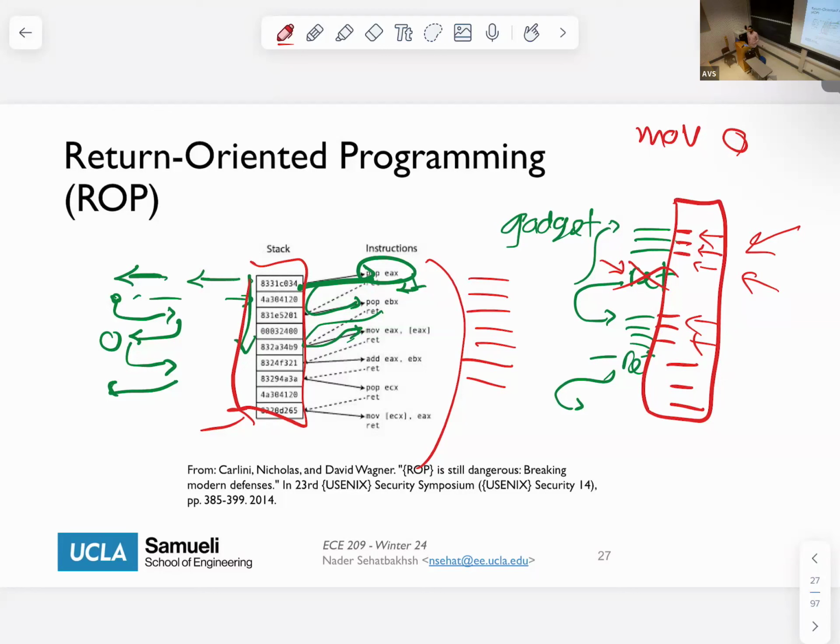There's also jump-oriented programming and data-oriented programming as well. These are other variants of return-oriented programming. A few of them people are going to discuss next week when they're presenting their papers. If you're more interested, you can always look into return-oriented programming yourself.